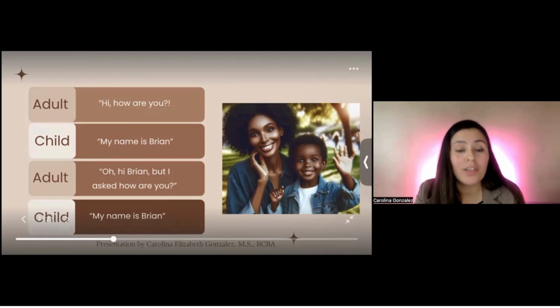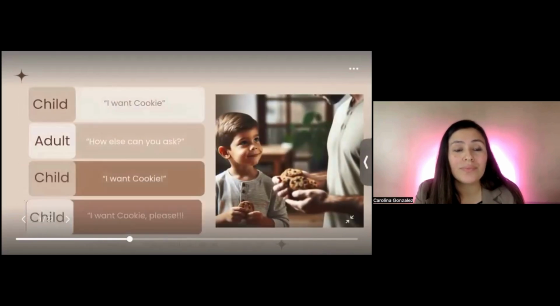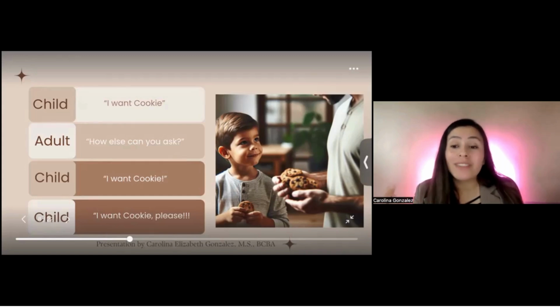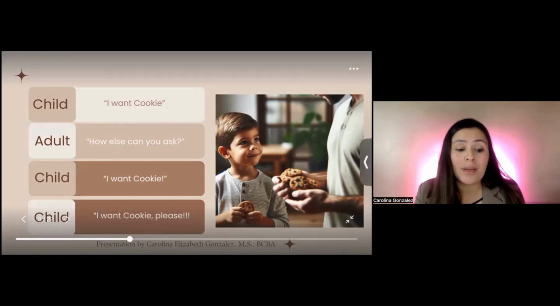Okay. Let's try another example. The child says, "I want cookie." The adult says, "How else can you ask?" The child says, "I want cookie." And the child says again, "I want cookie, please," right? So they're essentially just memorizing how to request. You said that if I use my full sentence, I want cookie, you're gonna give me cookie. But when the adult asked for any variation, the child was not understanding that question, okay? So this is rote responding.